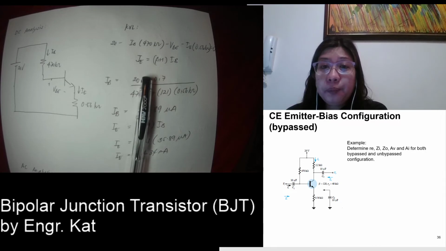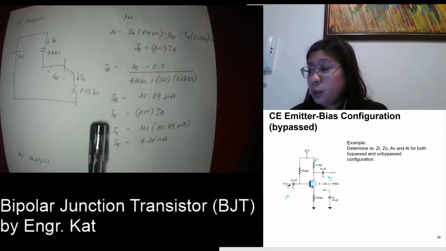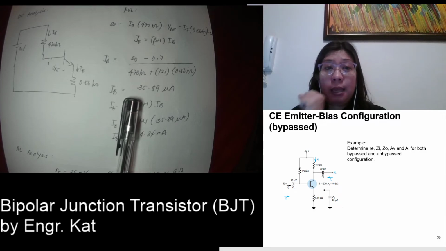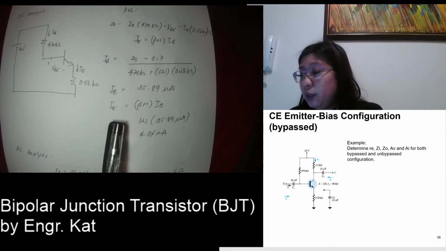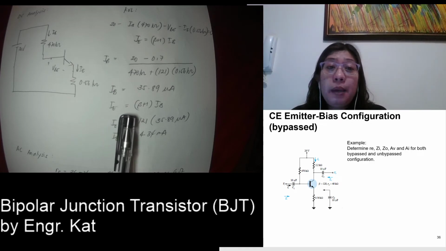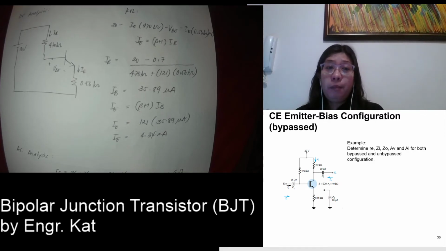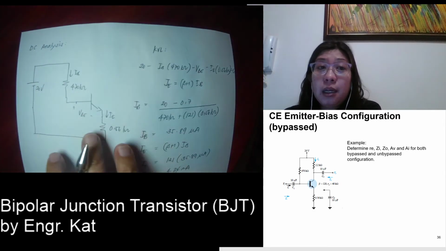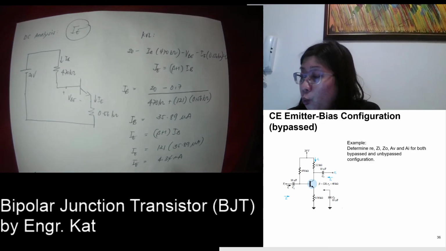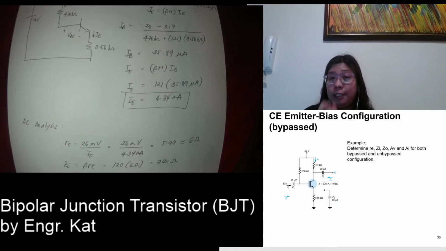However, from our discussions, IE is equivalent to beta plus 1 multiplied by IB. So we can solve for IB, substituting that with our formula. IB is 35.89 microamperes. Knowing IB, we can solve for IE. So IE is beta plus 1 multiplied by IB, which is equal to 4.34 milliamperes. So our DC analysis really is in solving for the DC emitter current. Once the DC emitter current is solved, we can now proceed with our AC analysis.